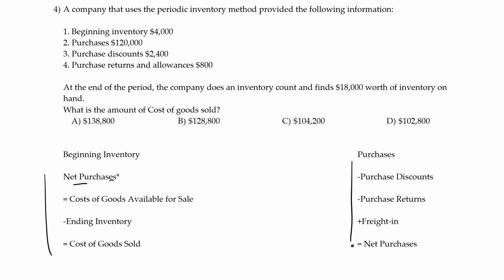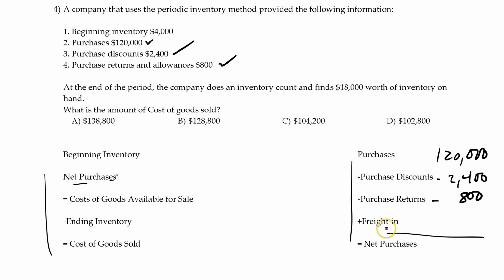So let's just go through these transactions. So I'm going to start with the net purchases. So our purchases in this case were 120,000. Right? Let's check that off. We subtract our purchase discounts, minus 2,400. We subtract our purchase returns, 800.